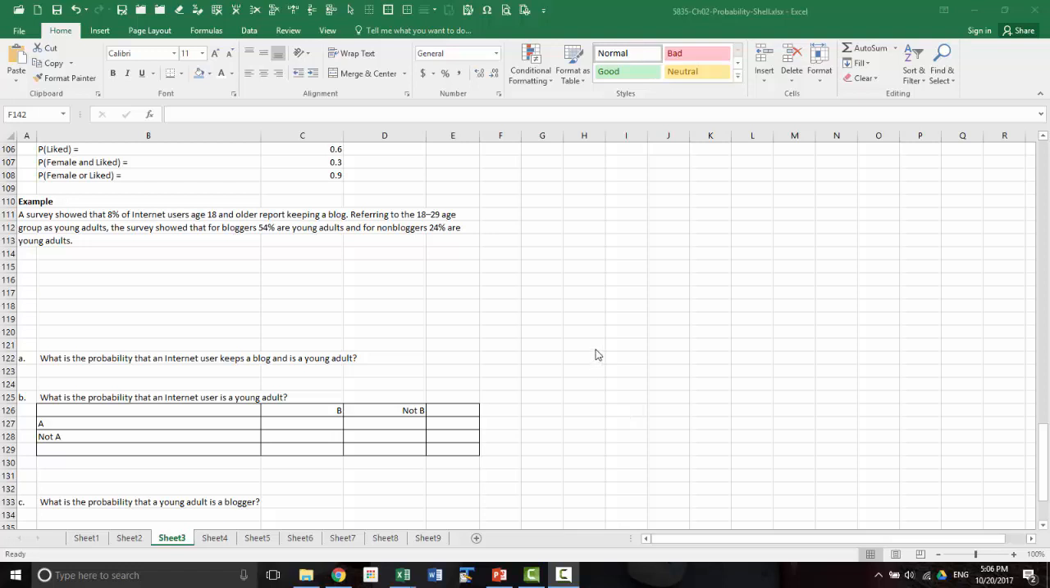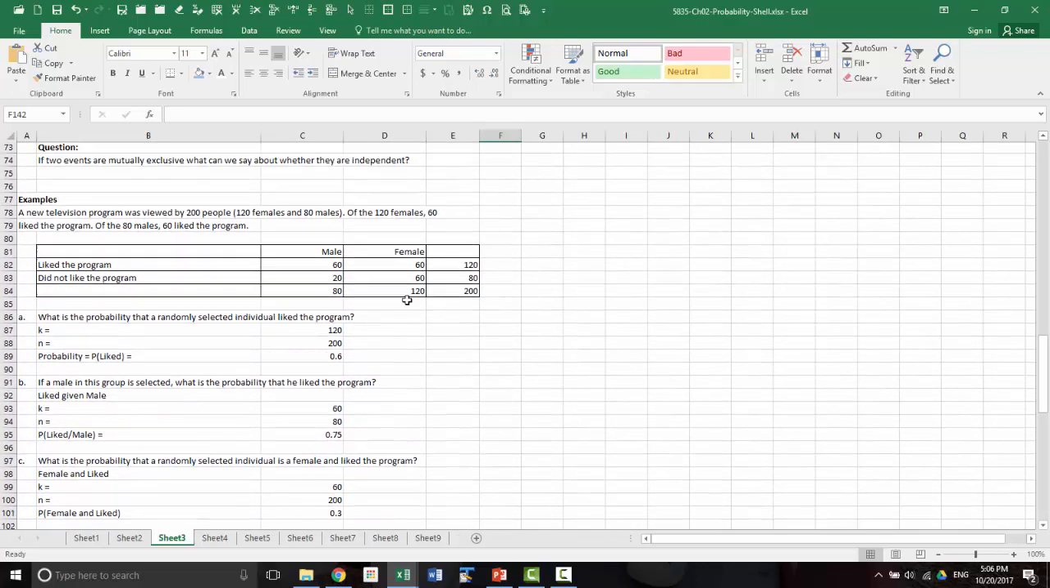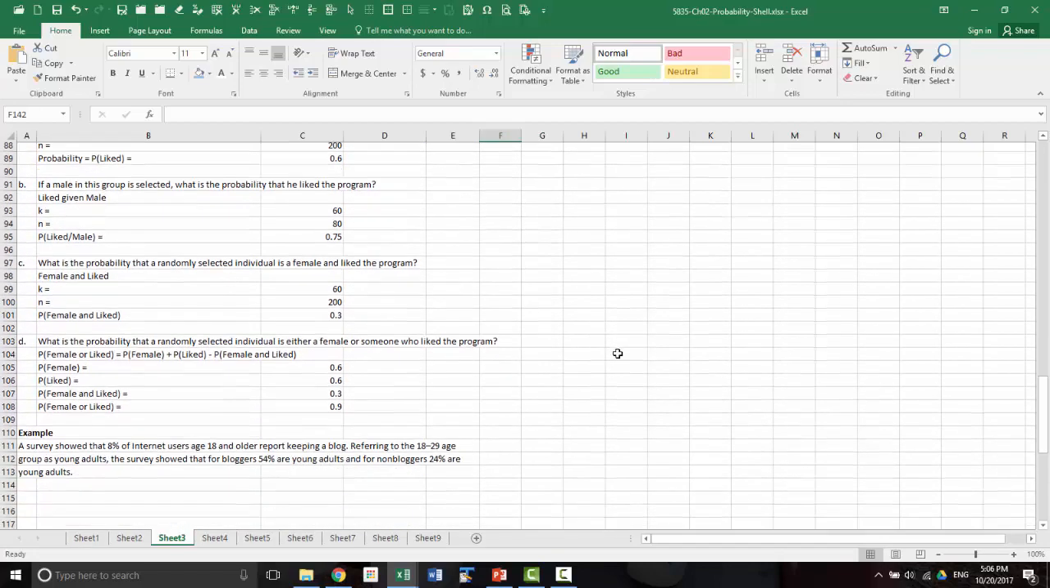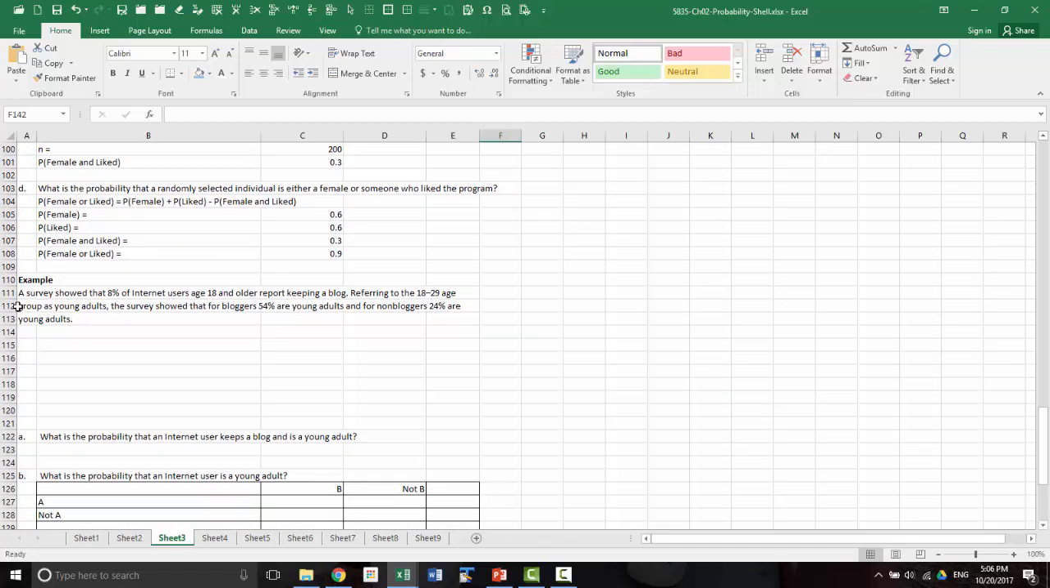Let's look at another example. Now this time the probabilities are given and then we have to construct a table. Previously in this example, the number of observations in each of those categories was given. Now a survey showed 8% of internet users age 18 and older report keeping a blog. Okay, so 8%.